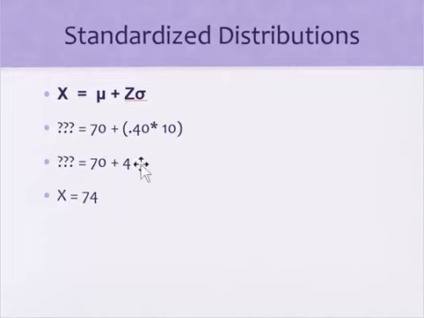But remember, I'm grading on the curve. So I'm going to take that z-score and fit it into our equation that allows us to find a raw score for our new distribution, with a mean of 70 and a standard deviation of 10. If I do everything in parentheses, 0.40 times 10 gives us 4. So the mean of 70 plus 4 gives us a raw score of 74.